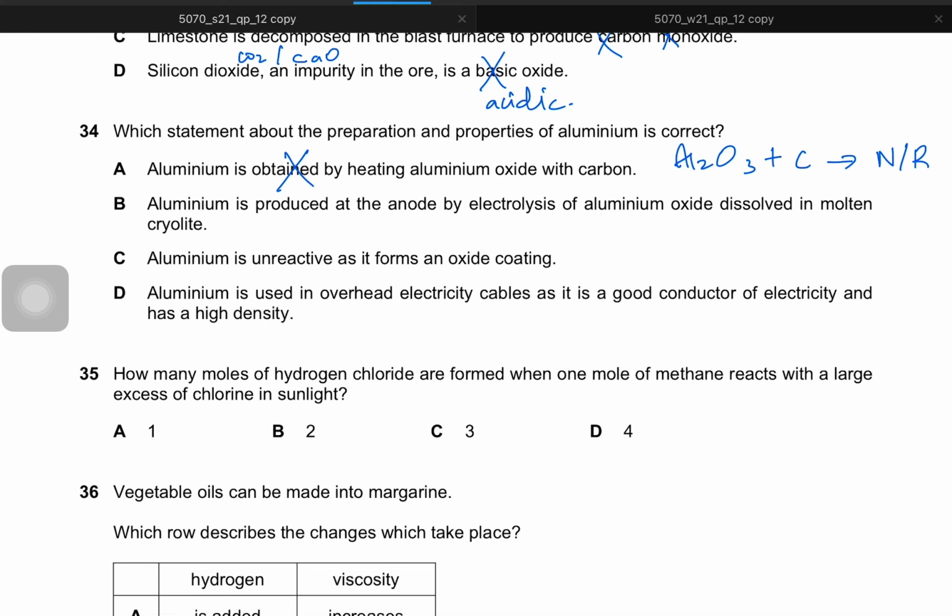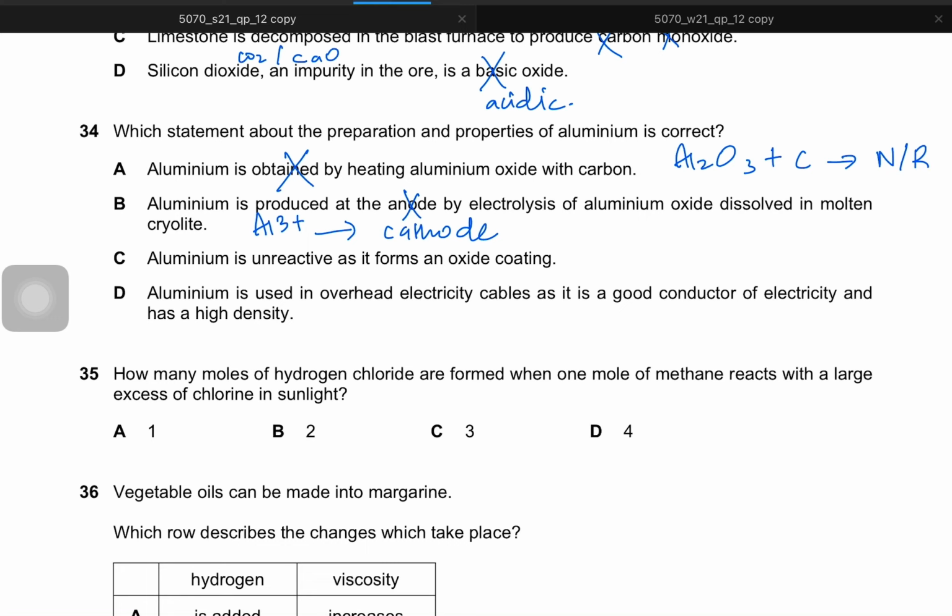Aluminium is produced at the anode by electrolysis. No, sorry. Aluminium is always a cation. It is always going to the cathode. Aluminium is unreactive as it forms an oxide coating. That is very true. Aluminium does that.